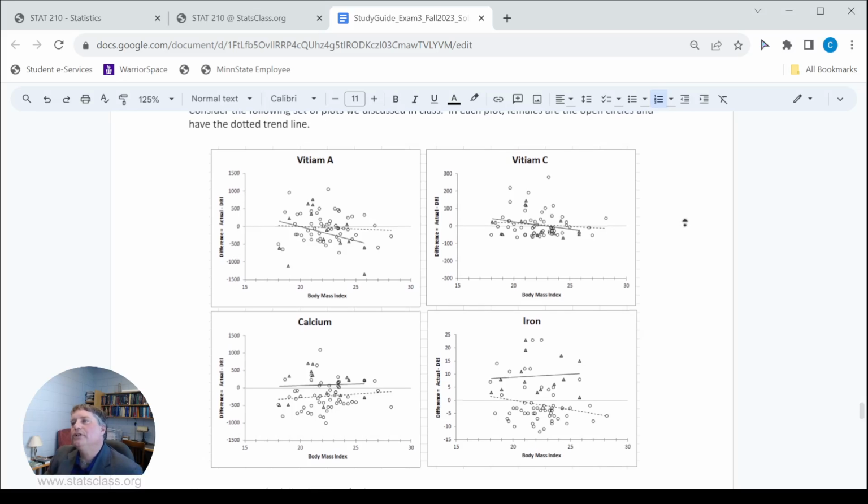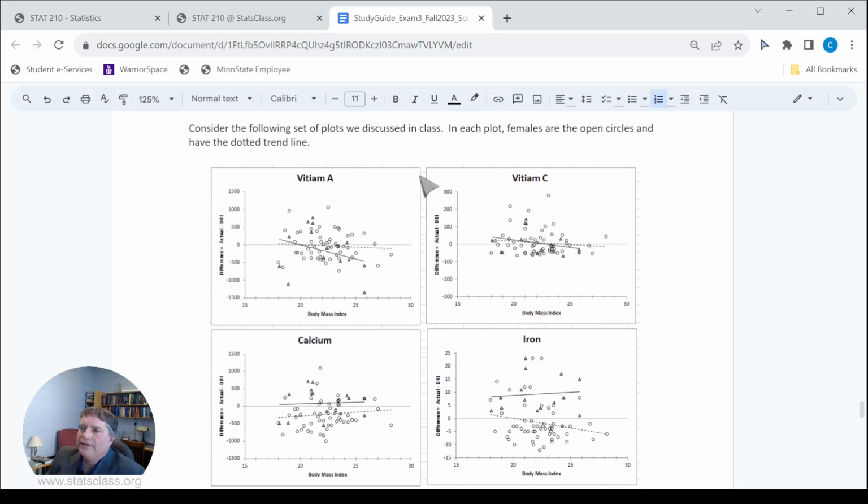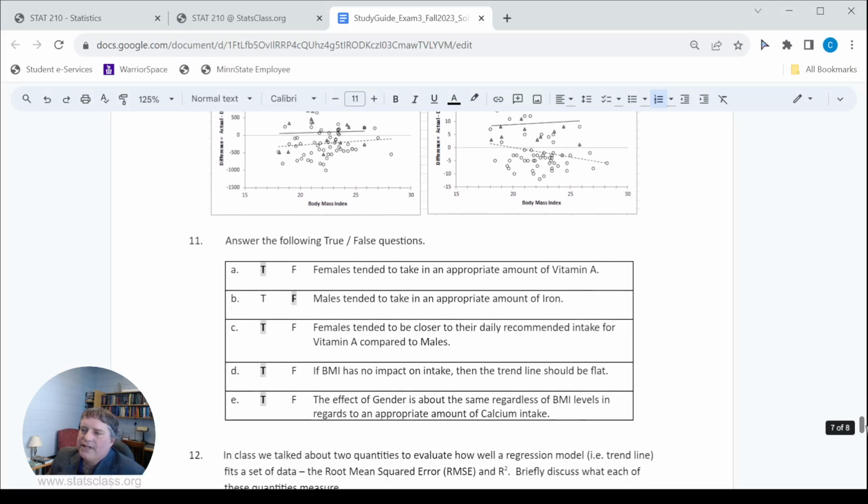Okay, finally on this one here, we're looking at handout number 12. It's the same pictures that we had in handout number 12. I have different vitamins and looking at differences between males and females. The females are going to be the open circles and dotted lines, it looks like. So again, for vitamin A, females are taking in an appropriate amount because that dotted trend line is basically riding right on the 0 line. 0 means their actual minus DRI is really close to one another, so they're taking in an appropriate amount. We look at calcium, for example, we're under that target line, so females are not taking in an appropriate amount of calcium. So let's knock these true falses out.